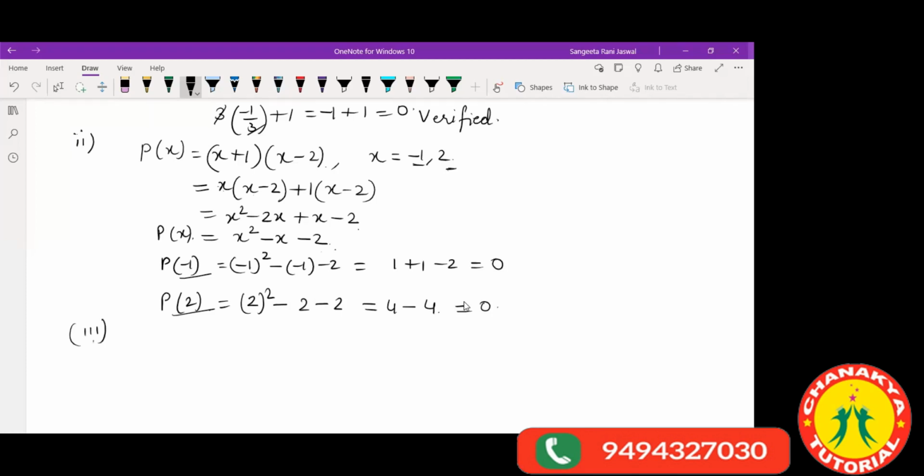Now do one yourself. There are many parts in this. The remaining exercise I'll give you for homework, but for now you just do one question. I'm giving you this one: P of x equals 3x square minus 1, where the values of x are given as minus 1 by root 3 and 2 by root 3. Okay, you find for these two values.